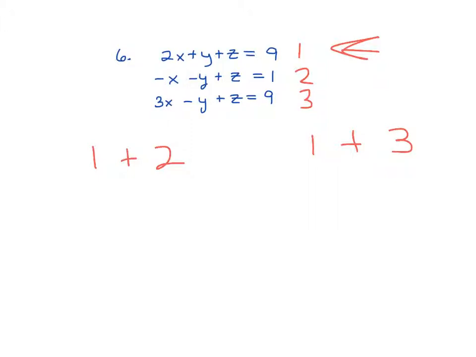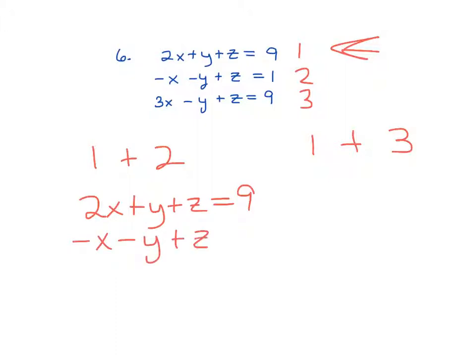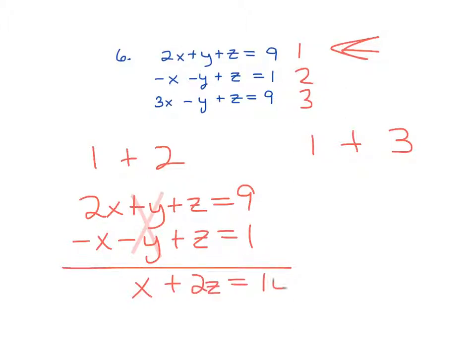So let's line them up. So 2x plus y plus z equals 9. Then I'm going to write 2 underneath it. And then when I add these up, the y's cancel. And then I get x plus 2z equals 10. I'm going to leave that one alone for now.